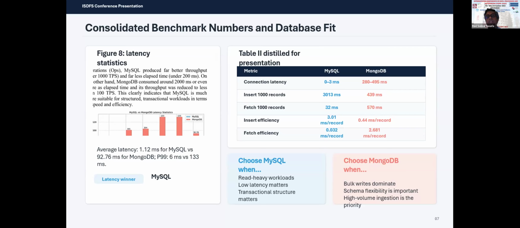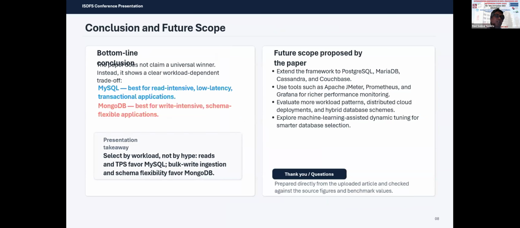As the statistics shown above, the statistics of MySQL is almost 3 milliseconds for connection latency, and MongoDB is 280 to 495. So the conclusion does not claim a universal winner. Instead it shows a clear workload-dependent trade-off. MySQL is best for read-intensive, low latency transactional applications, and MongoDB is best for write-intensive, schema-flexible applications.